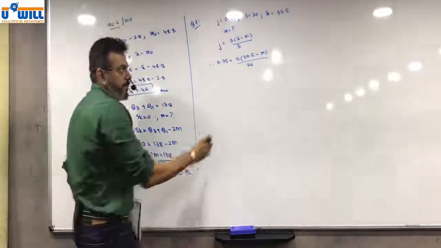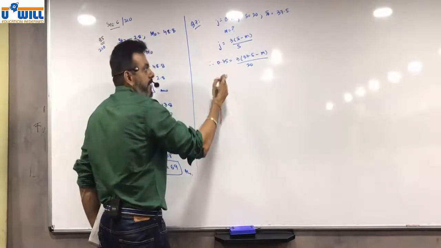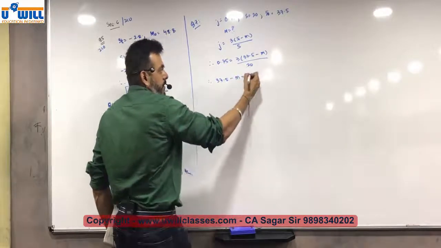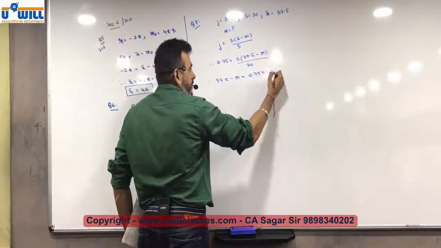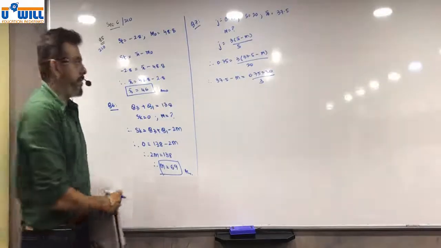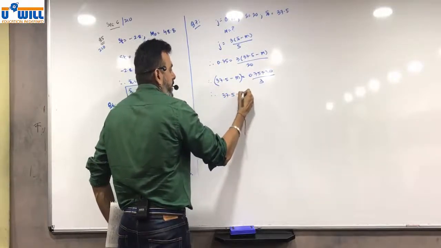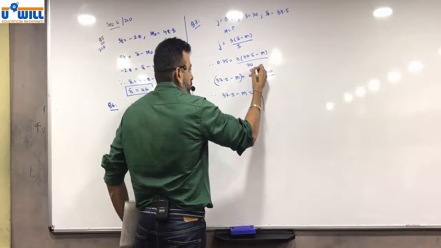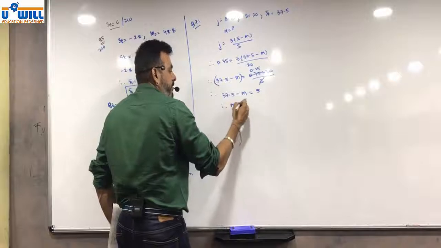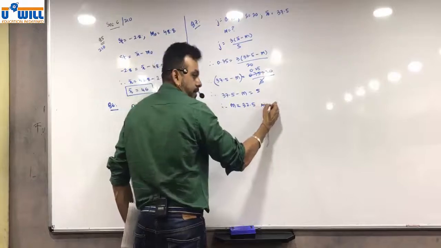Now, how to solve this? 20 we will multiply here and 3 we will divide here. Therefore, 37.5 minus m is equal to 0.75 into 20 upon 3. Did you understand? Okay. Therefore, 37.5 minus median is equal to 5. Therefore, median is equal to, this comes here and becomes minus, 32.5.